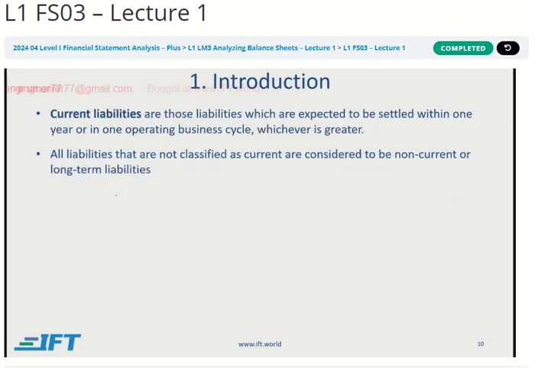Similarly, on the liability side, those that are expected to be paid within 1 year or one operating cycle, whichever is greater, are going to be called current liabilities, and the ones which are going to be paid in the long term are called long-term liabilities.